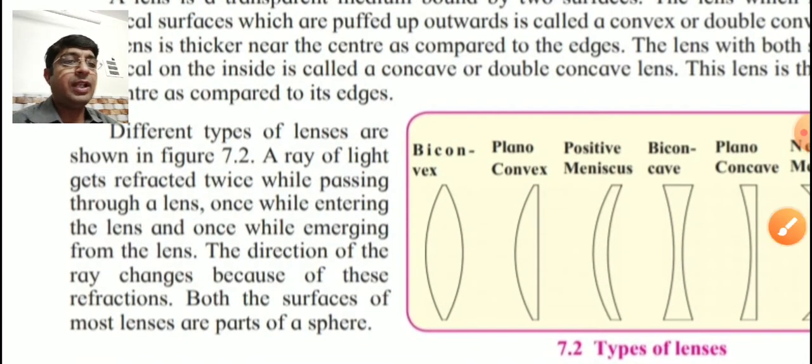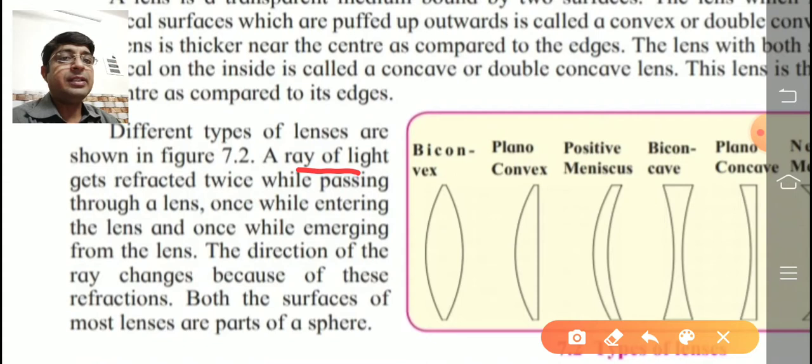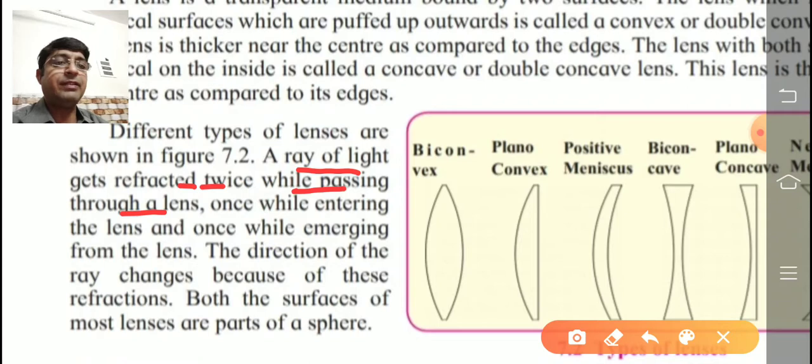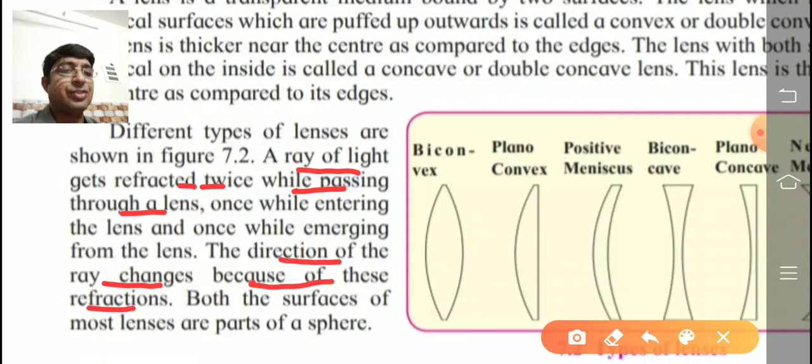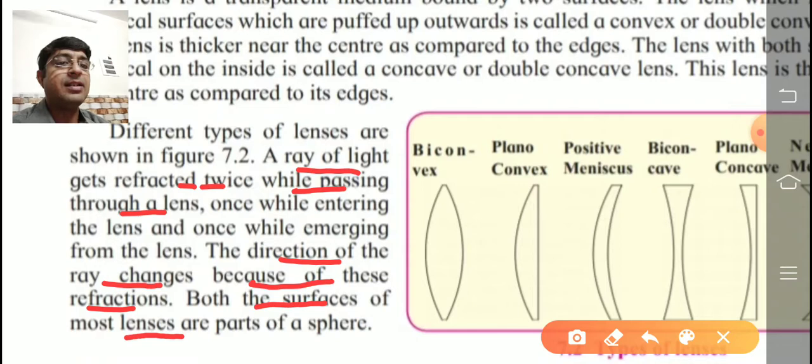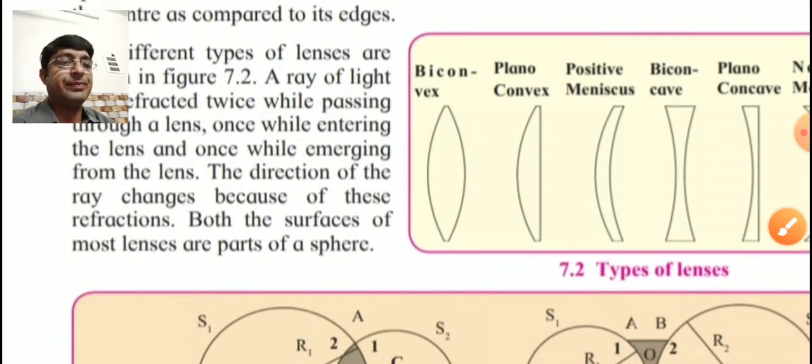A ray of light gets refracted twice while passing through a lens. Once while entering the lens and once while emerging from the lens. That we learned in the previous lesson also, refraction of light. The direction of the ray changes because of this refraction. Both the surfaces of most lenses are parts of a sphere.